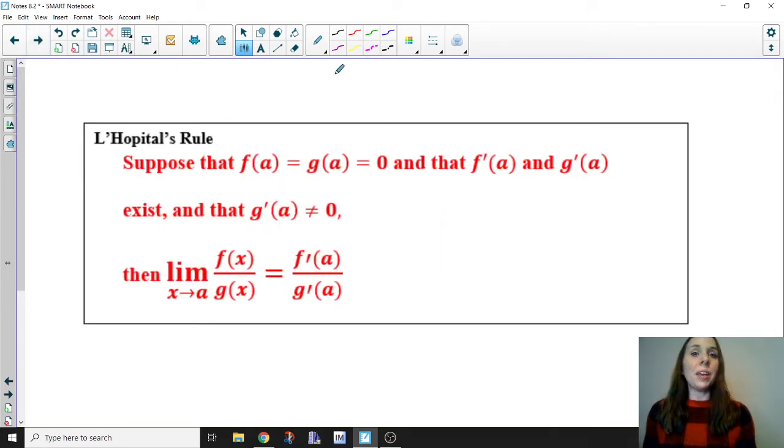But now we have something called L'Hopital's Rule. And what I want to now talk to you about is how this can come in and save the day and help us get our answers to our limits that have indeterminate forms much easier.